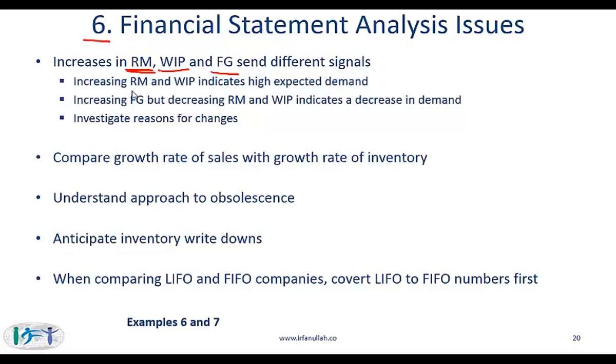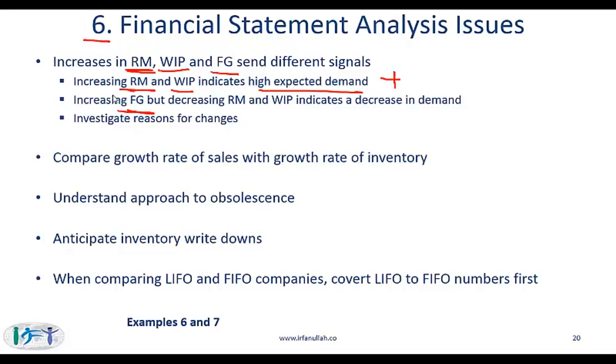Let's say that you notice that the raw material inventory and the work in process inventory is increasing. What can you as an analyst conclude or deduce from that? Chances are that if a company is ramping up in terms of higher amounts of raw material and work in process, then it expects high demand. So this will be taken as a positive signal. What if finished goods inventory is increasing?